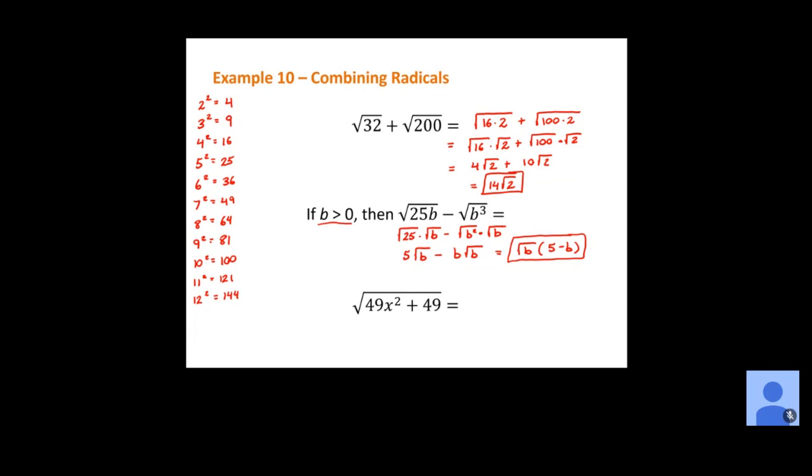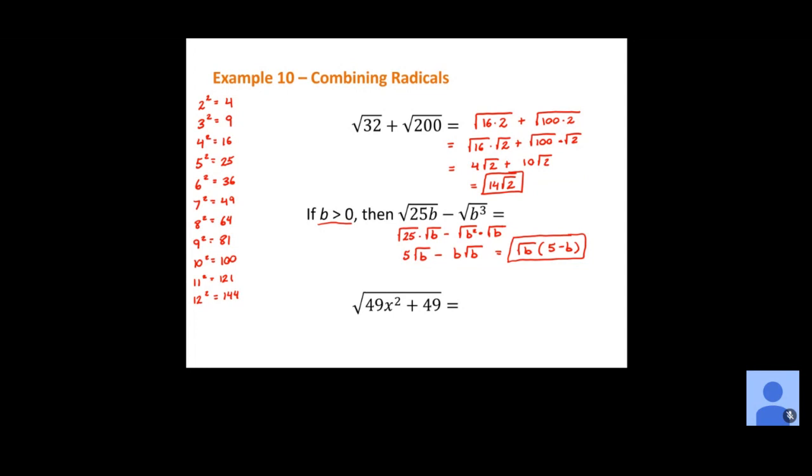All right, let's look at the third one. Okay, so we've got the square root of 49x squared plus 49. What do you think we might want to do with this one first? All right, so we don't want to square 49, right? So the question is, can we reduce the 49 to 7?